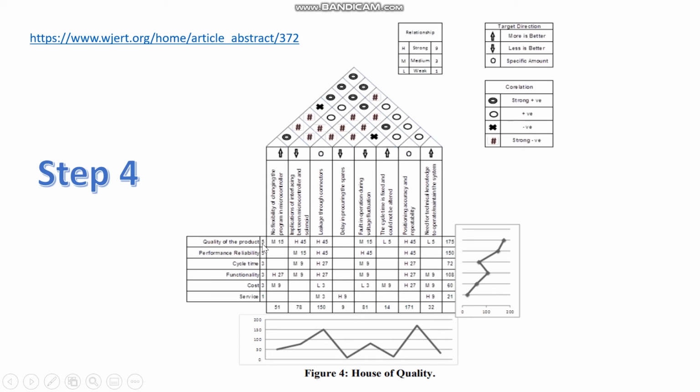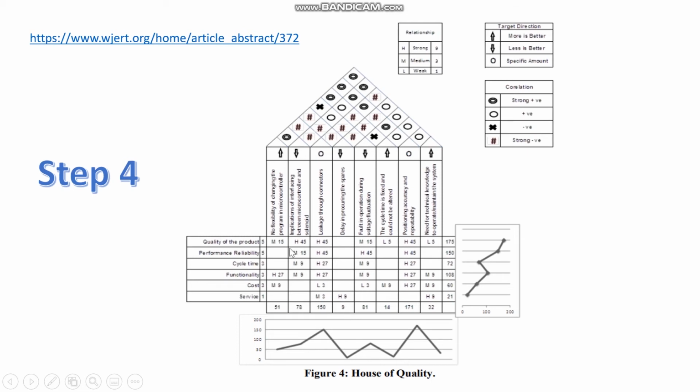The same way, there is a relationship. See, quality of the product and second customer voice, what is the relationship? The high impact will be there. High relationship is there, high impact is there, I can say. See, high means what is given here? 9 is given. So 5 multiplied with 9, it's coming as 45. Similar to that, 5 multiplied with 9, 45 is coming. 5 multiplied with 3, 15 is coming.